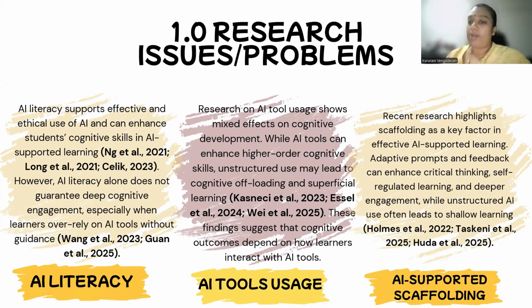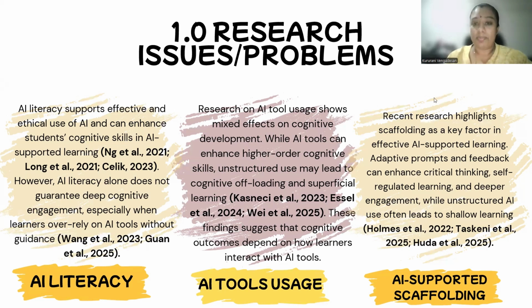And when we look at the third part, which is AI-supported scaffolding, recent research has also highlighted scaffolding as a key factor that can support students' cognitive learning. Adaptive prompts and feedback can enhance critical thinking, self-regulated learning, and also deeper engagement, while unstructured, unguided AI use often leads to shallow learning. So these are the main three problems where we can see the gaps.